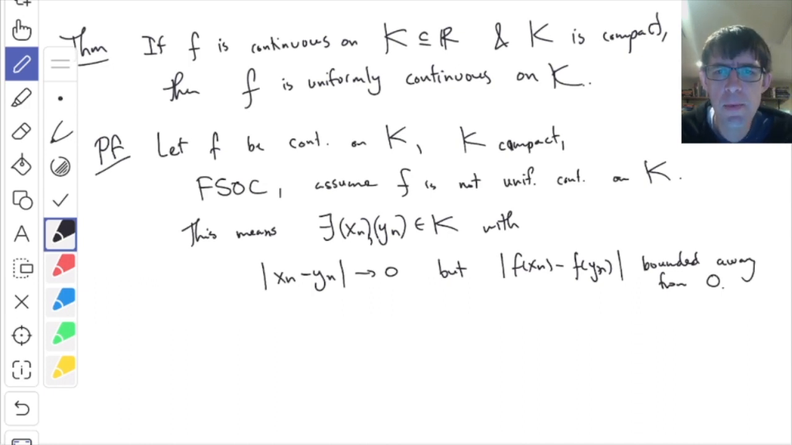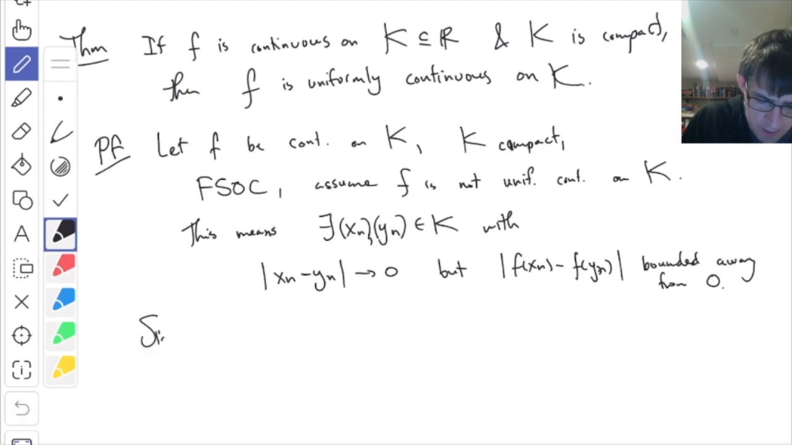What are we going to do with the compactness? I hope you remember the definition of compact. It means if you have a sequence of points in K, then it has a subsequence which converges to a point of K. Any sequence in the set has a convergent subsequence, and the subsequence converges to another point in the set. So we can use that right here because we have xn and yn in K.